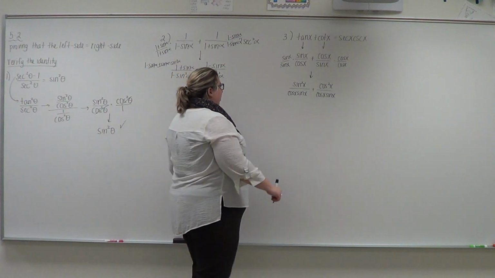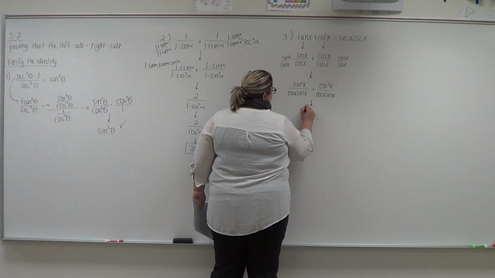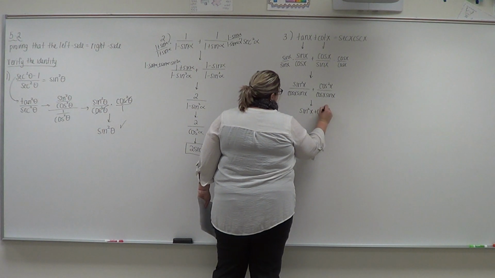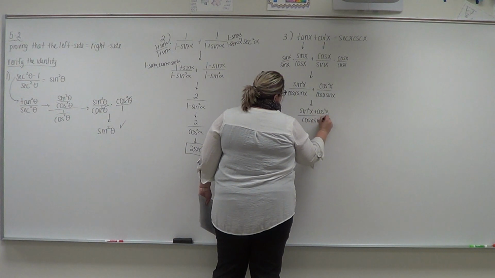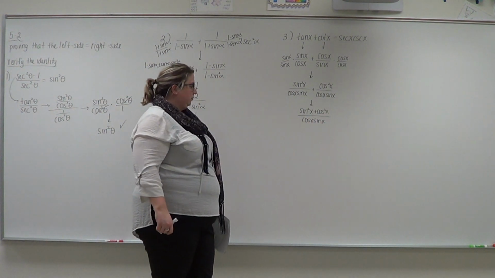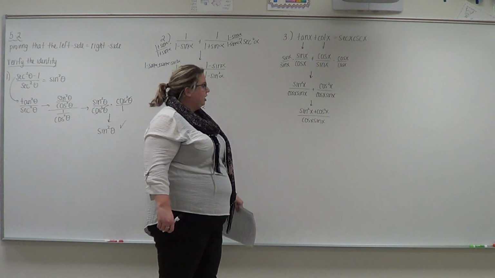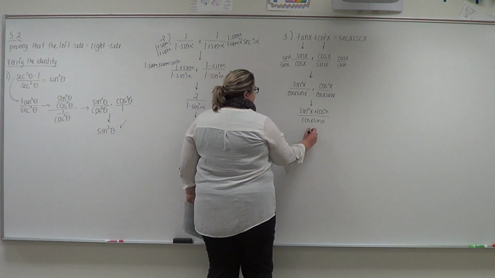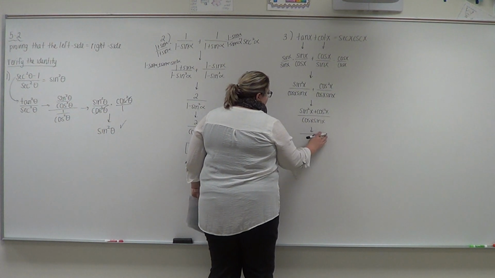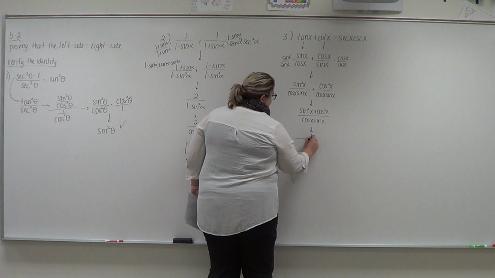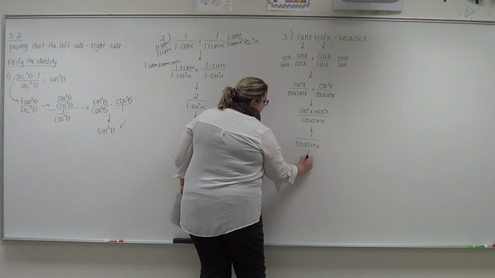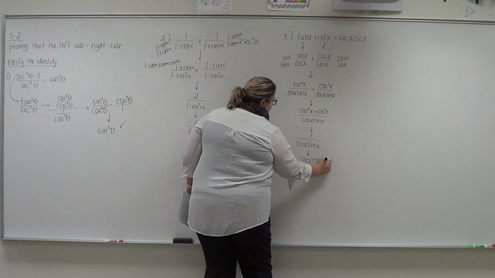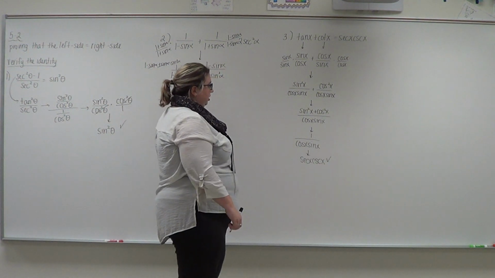Okay, well, if I add together, now that they have a common denominator, I have sine squared plus cosine squared over cosine sine. So I go look at my Pythagorean identities. That gives me 1. Then 1 over cosine is secant, and 1 over sine is cosecant, which is what we wanted. So we're finished.